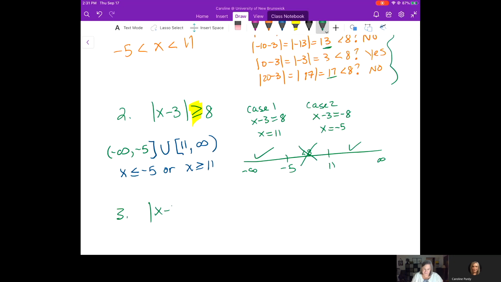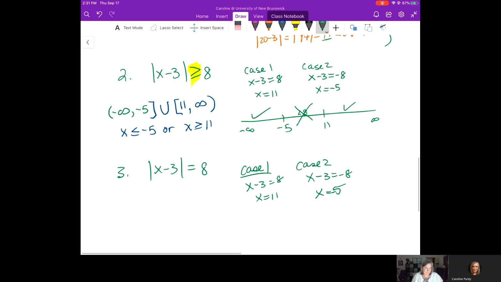Now, what if I just said the absolute value of x minus 3 is equal to 8? Well, we already solved that as well. There's no inequality, so nothing to check. We just say here x minus 3 equals 8, and we get 11. And x minus 3 equals -8, and we get -5. So for this one, the different way to write it. What we have been doing is just saying this is 11 or -5.